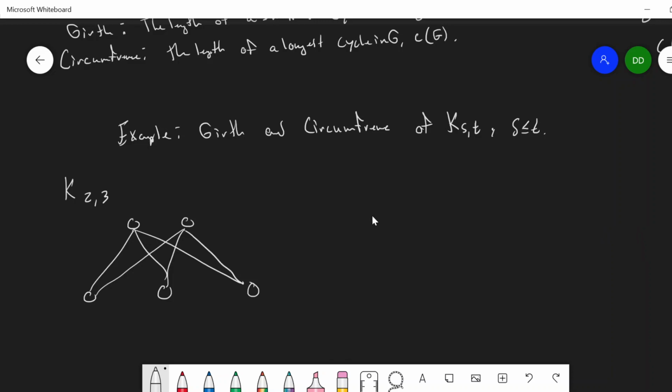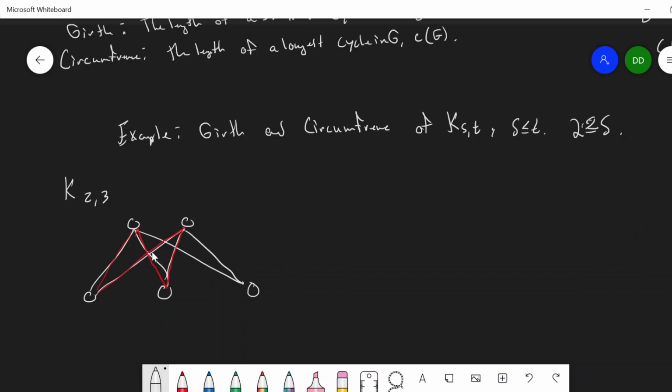So what's the smallest possible cycle I can make? The smallest closed walk in which no vertex is repeated. So I can go 1, 2. Notice I can't do 3, because after I do 2 edges, I'll be back in the same partite set and those 2 vertices won't be adjacent to each other. So then I'd have to go to this partite set, 3 and 4. I should also say here for S and T, let's say 2 is less than or equal to S, so at least 2.